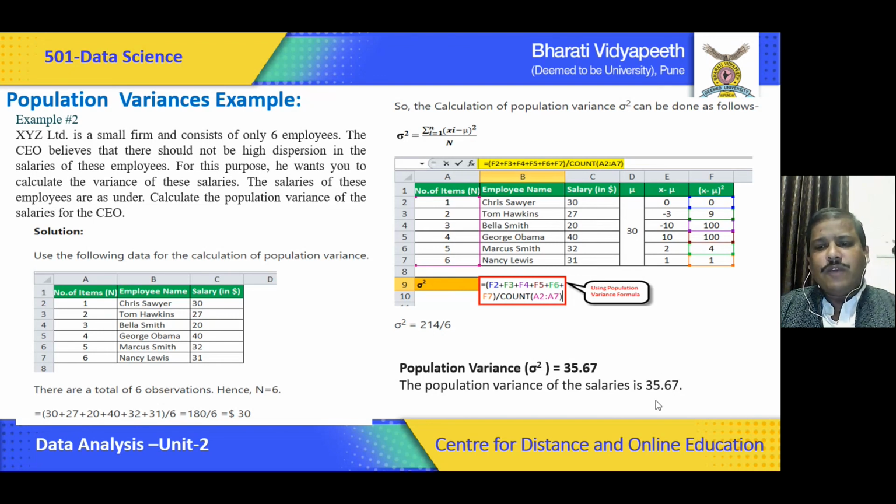So whatever values we are finding, if you are finding the average and the population variance, you can see how different it is. Sometimes we cannot make decisions based on just these things. Now this value of 35.67 is spread across the population completely. So as per the CEO's decisions, he can take decisions by observing this value.